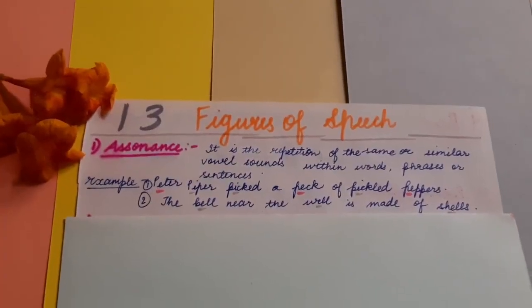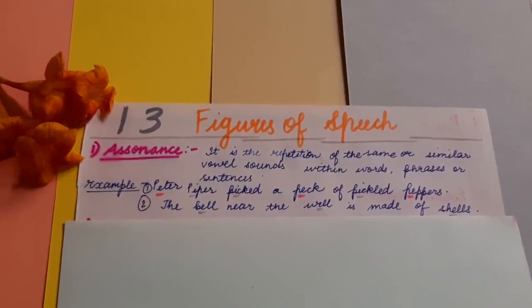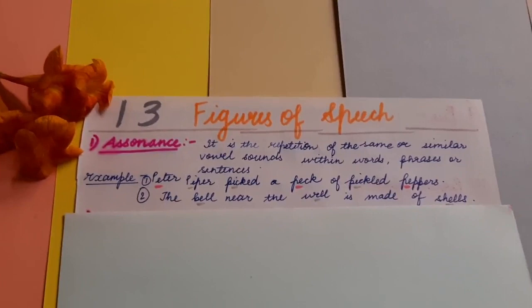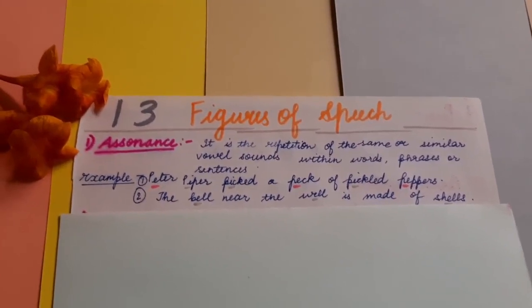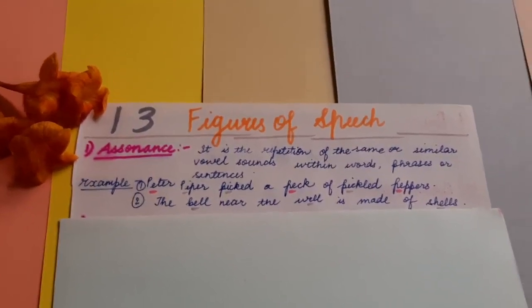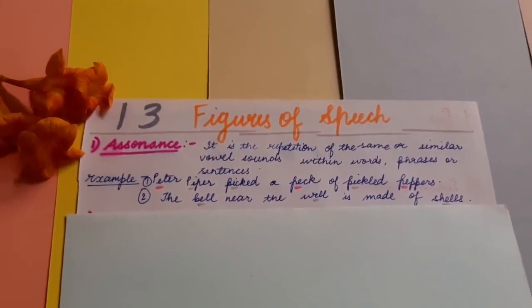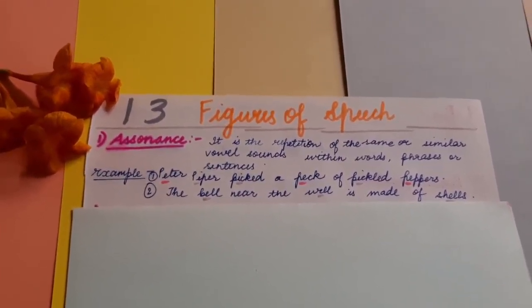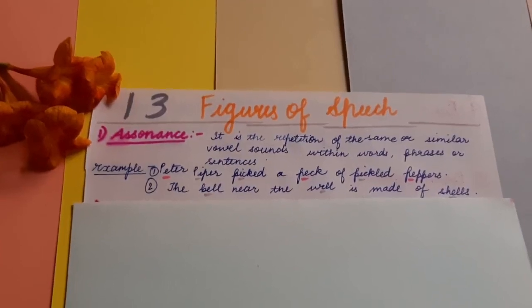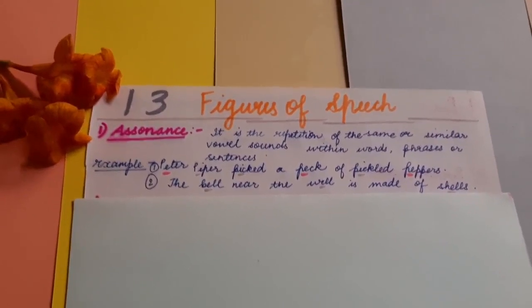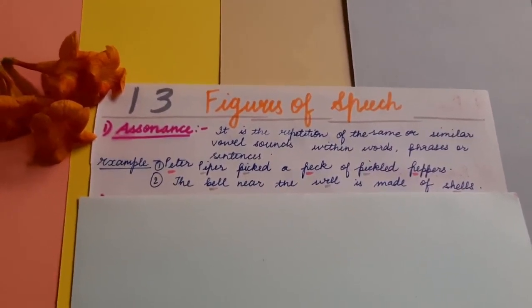So, number 1 is assonance. Assonance. It is the repetition of the similar or same vowel sounds within words, phrases, or sentences. For example, Peter Piper picked a peck of pickled peppers. So as you can see, when there is underline of pink, the repetition is of E vowel sound. And the underlined words with grey color, it is the repetition of I vowel sound. Peter, peck and pepper. Then Piper, picked and pickled.